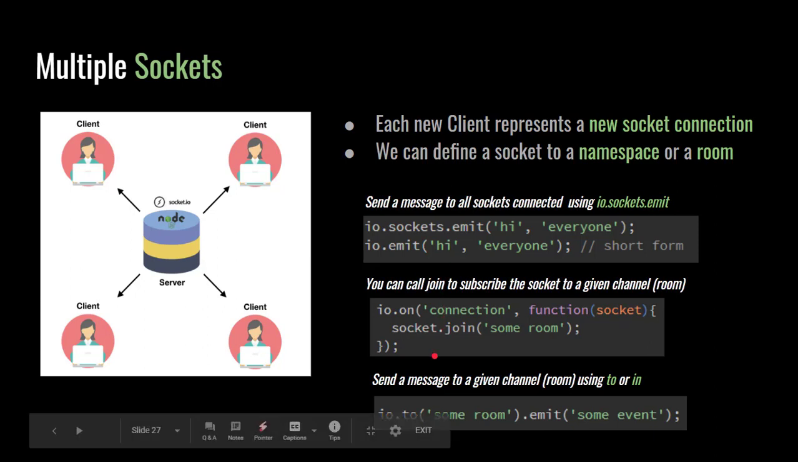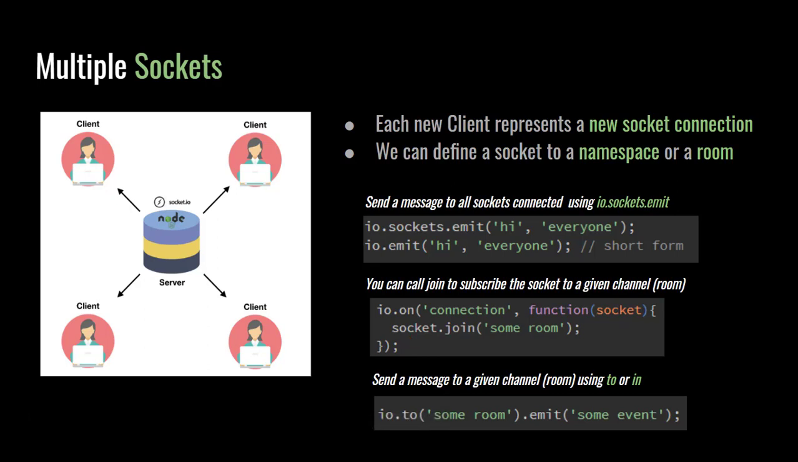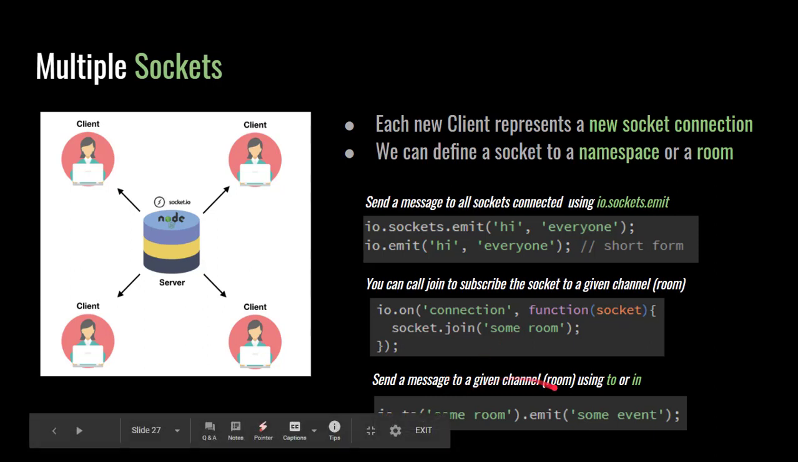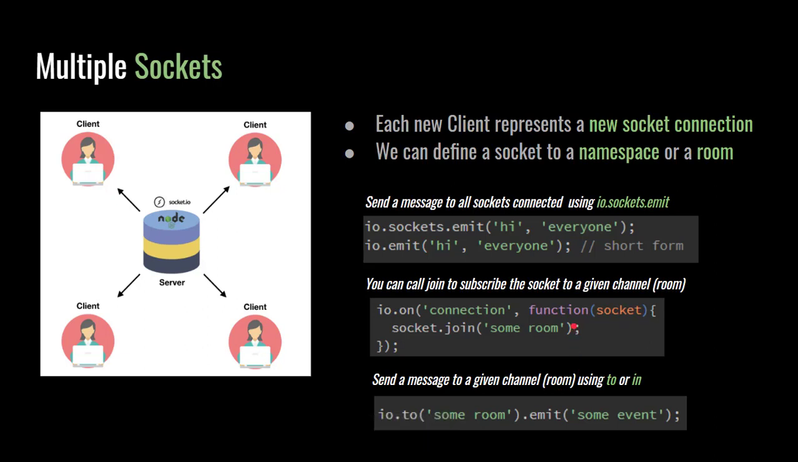You can call join to subscribe the socket to a given channel or room. So if you want to segregate the communication to rooms as you would in a normal chat application, you have socket.join and then you have a room. To send a message to any given channel or room, you do io.to the room name and emit the event to it. So basically that's a way that you can send to the different rooms. And if you have a private chat, only send to those members instead of the general chat.